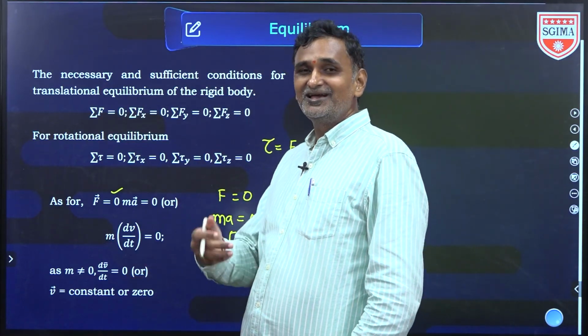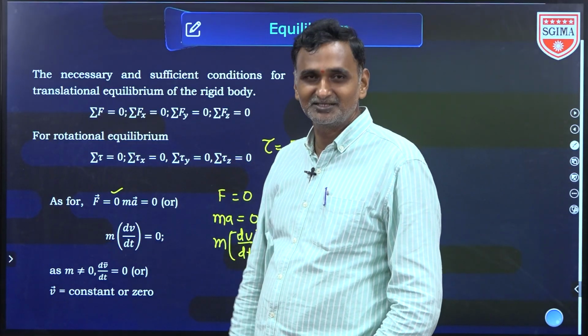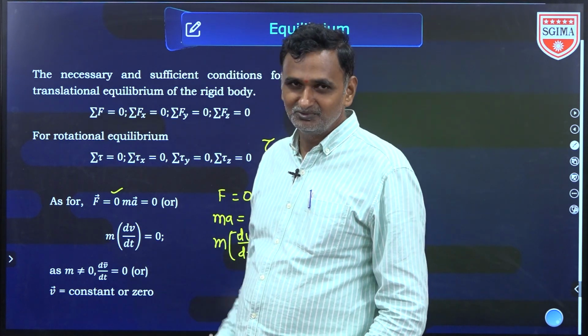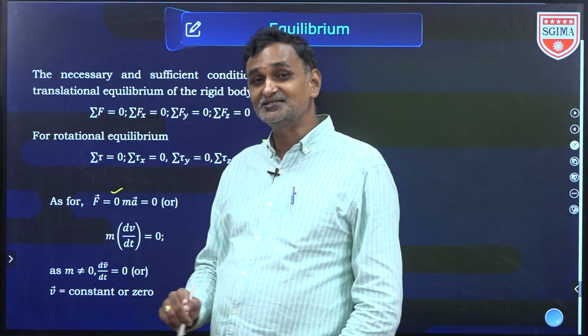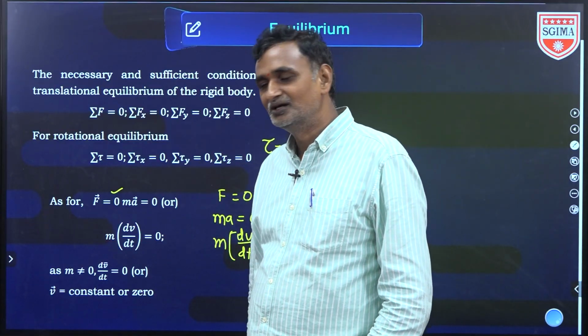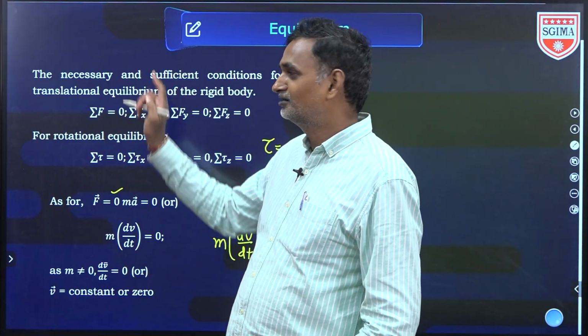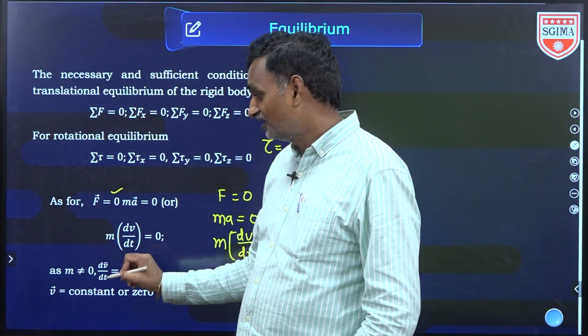Acceleration 0 gives us two conditions: velocity constant, and particle at rest. So velocity is constant or 0. Velocity 0 means the particle is at rest. Velocity constant means acceleration 0. In both cases acceleration is 0, but it is said to be in equilibrium. But you need to remember this point more clearly.